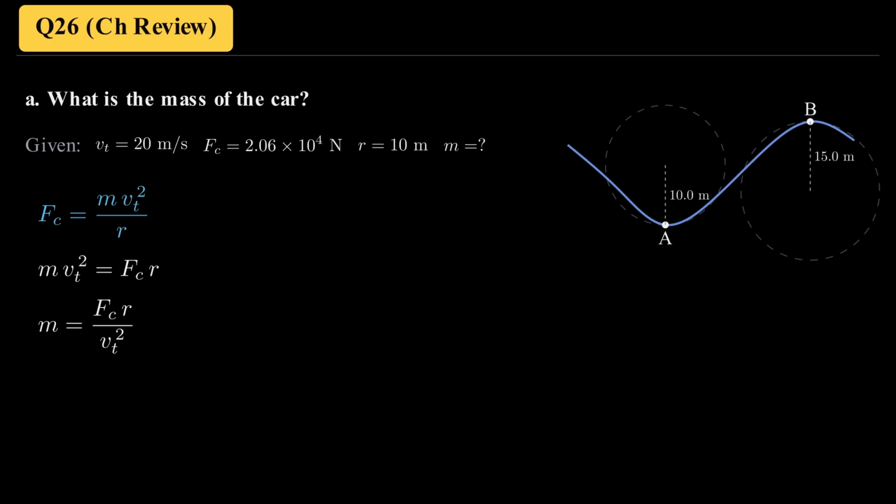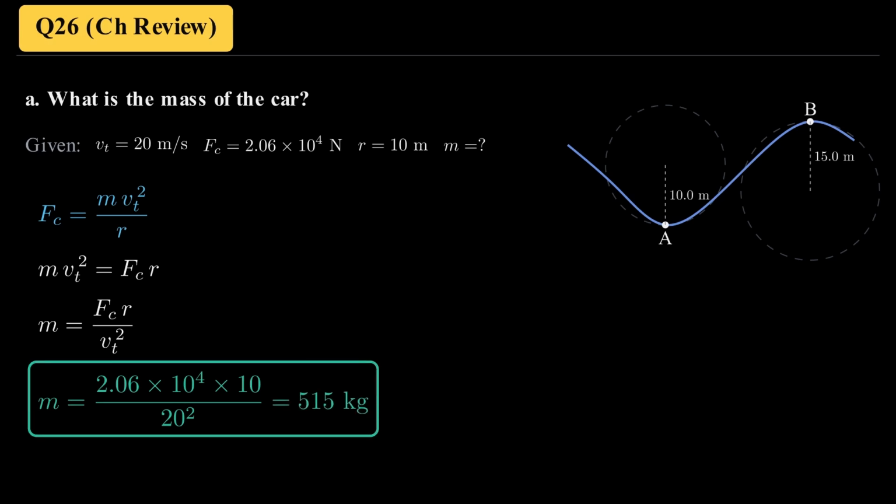So mass is equal to 2.06 times 10 to the power 4 times radius, which is 10, divided by Vt squared, which is going to be 20 squared. Calculated, and you're going to get 515 kilogram.